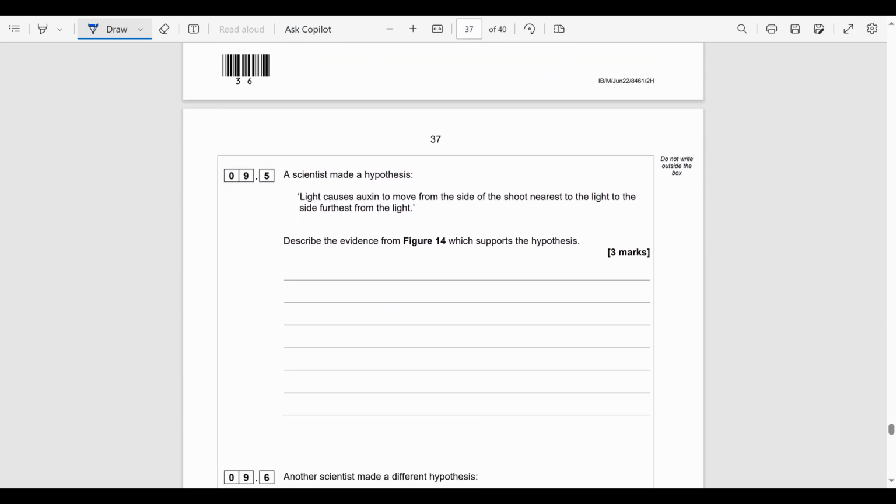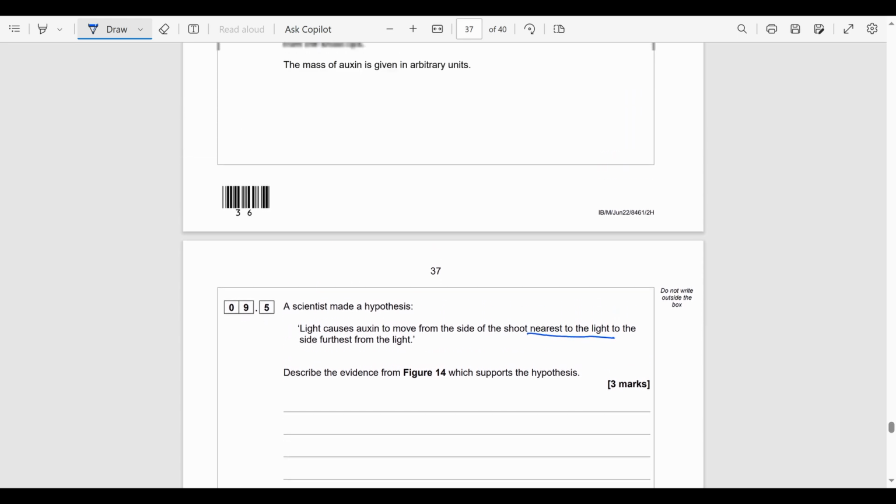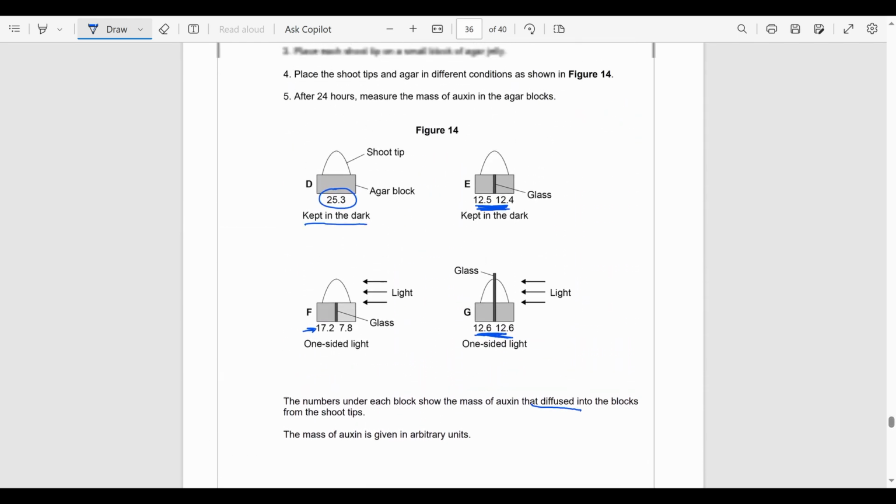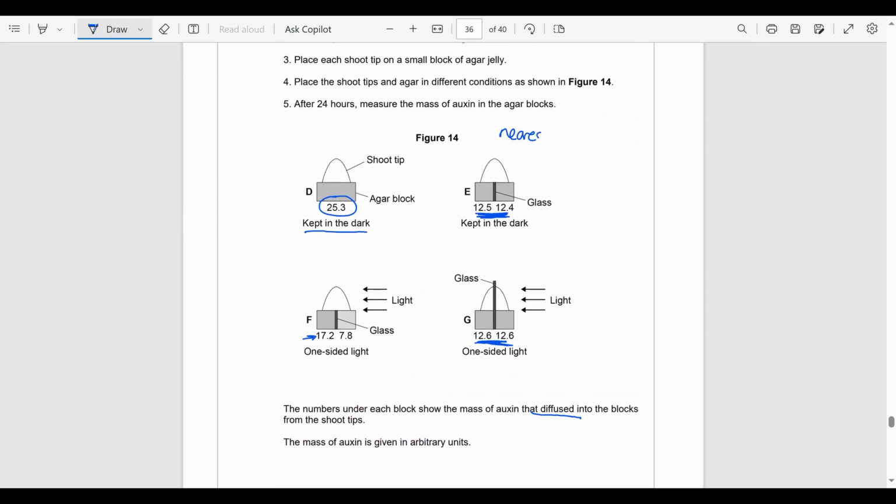9.5. A scientist made a hypothesis. Light causes auxin to move from the side of the shoot nearest to the light to the side furthest from the light. Describe the evidence from figure 14 which supports the hypothesis. So, is there any evidence to support that? Okay, so let's just make a note. Nearest to furthest is their hypothesis. Well, do we have anything to support that?